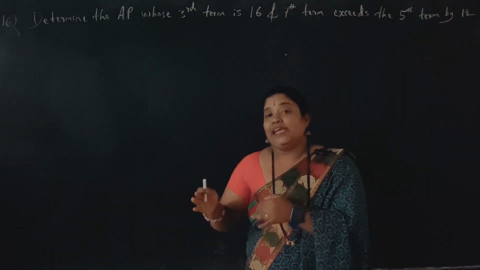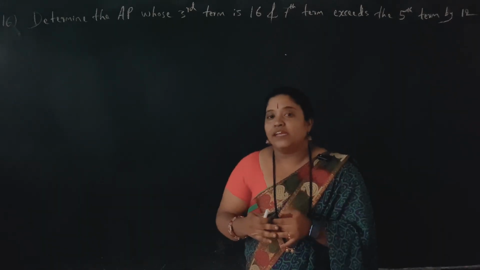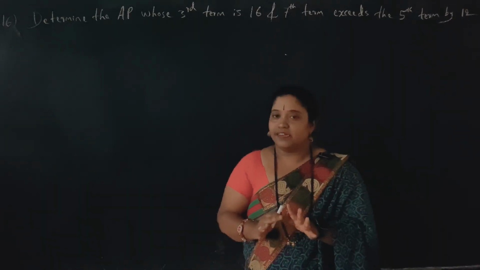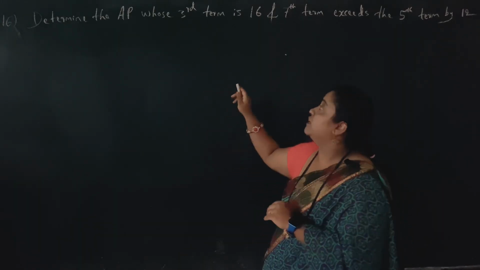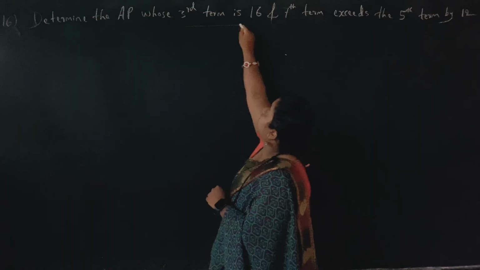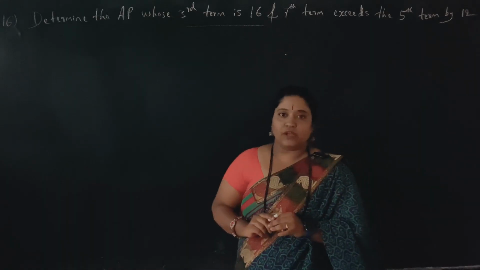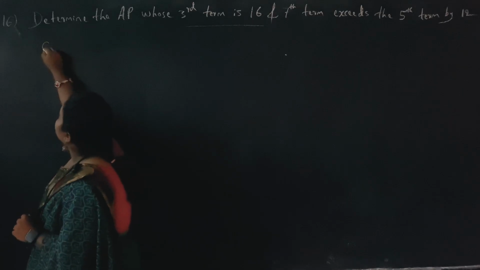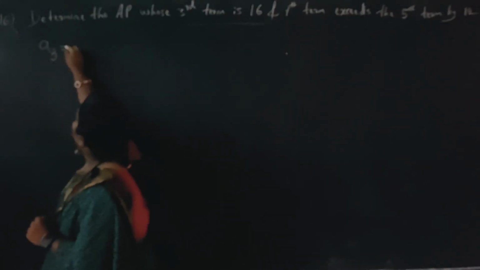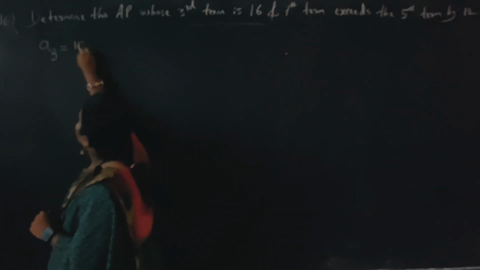To calculate A and D, it is very important that I have two equations. So to write two equations, what are the given contents here? The third term is 16. The first hint given is the third term. So the third term, A3, is equal to 16.